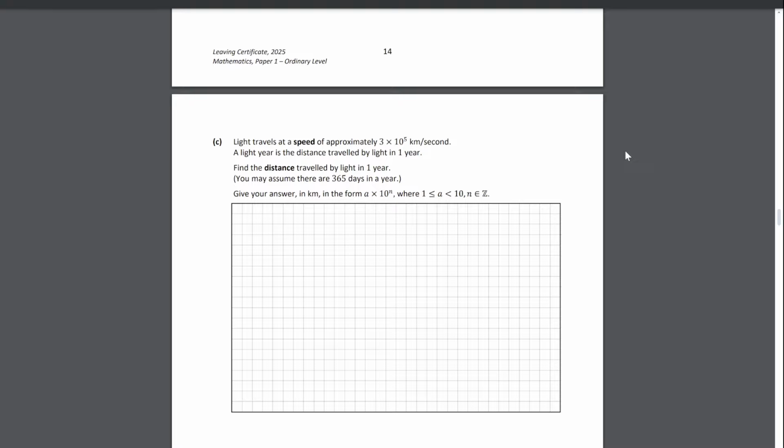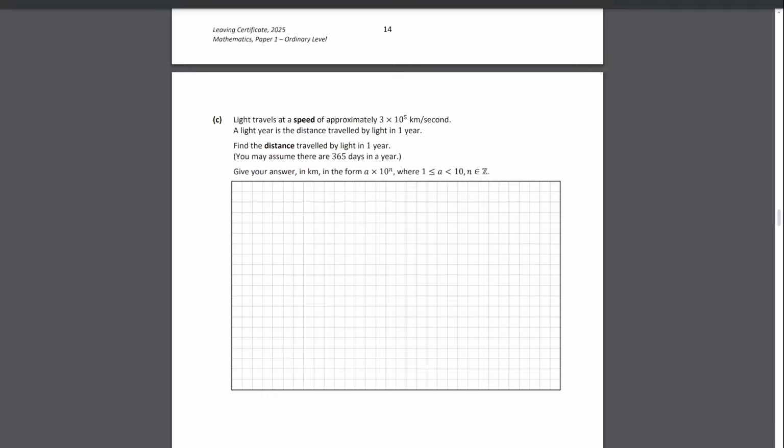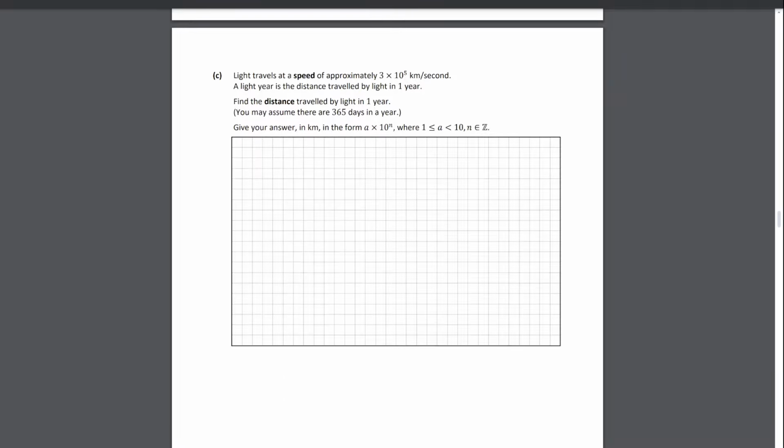It's physics, so I automatically kind of have to like it. It's calculating how long a light year is in kilometers, which I think is quite cool.